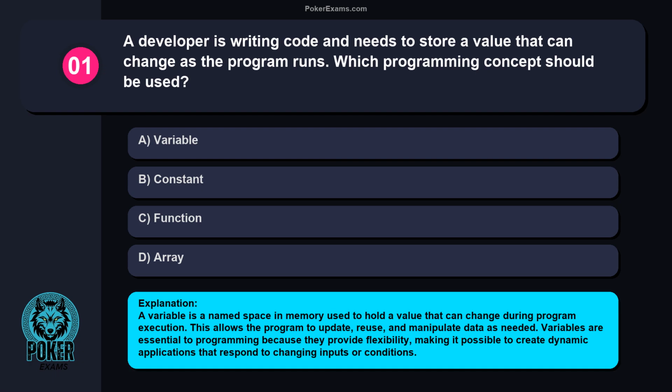A variable is a namespace in memory used to hold a value that can change during program execution. This allows the program to update, reuse, and manipulate data as needed. Variables are essential to programming because they provide flexibility, making it possible to create dynamic applications that respond to changing inputs or conditions.